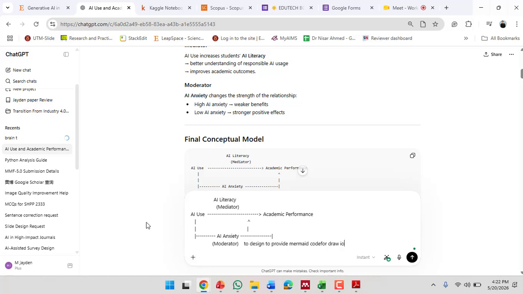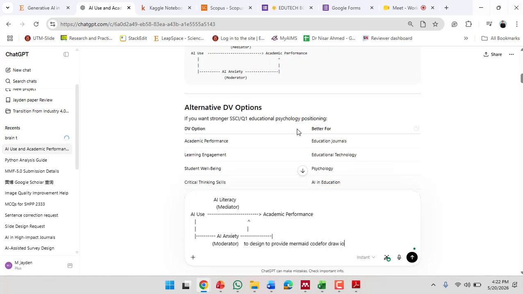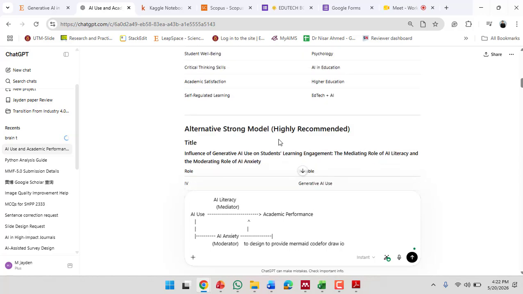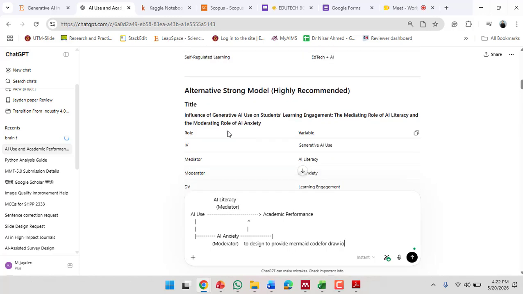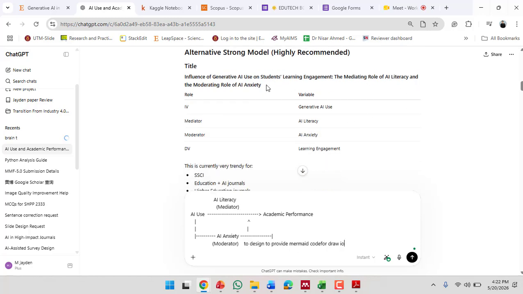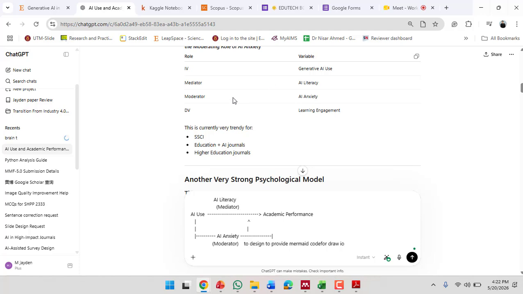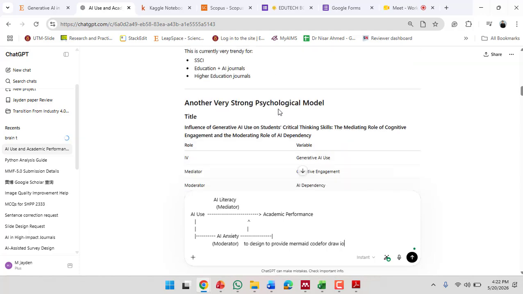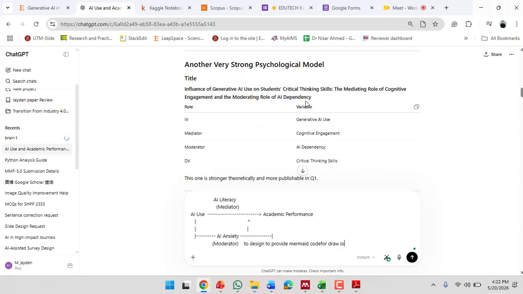Generative AI use on academic learning engagement is also important, with the mediating role of AI literacy and the moderating role of AI anxiety. To conduct this study, you have to set a particular environment and follow the procedure. Another, very psychological model is the influence of AI use on student critical thinking skills, whether it improves or decreases them: the ability to evaluate, to judge, to analyze. These are the critical thinking skills, and with the use of AI they are either improved or declined.